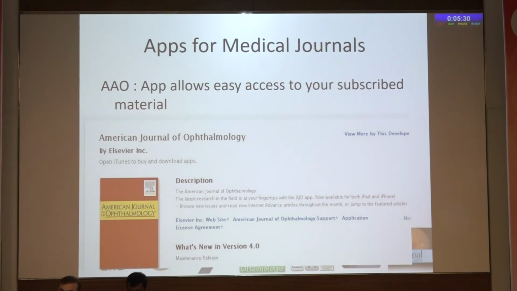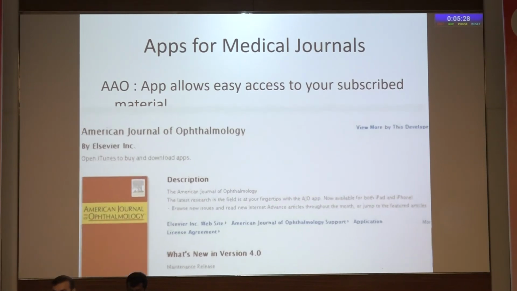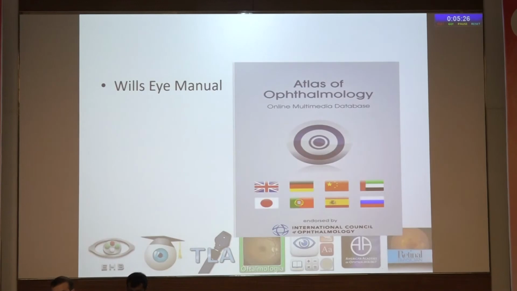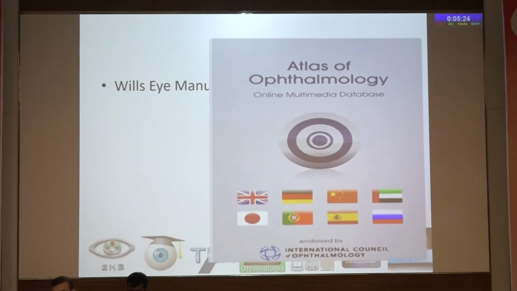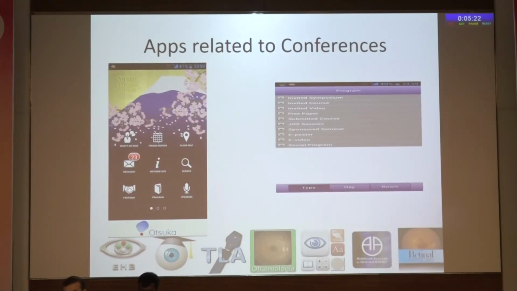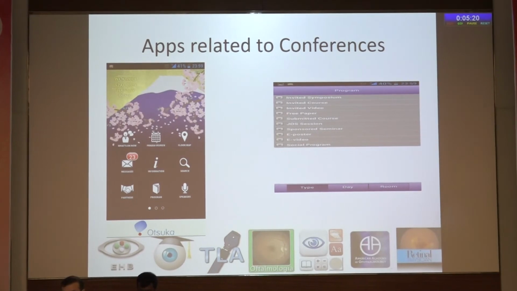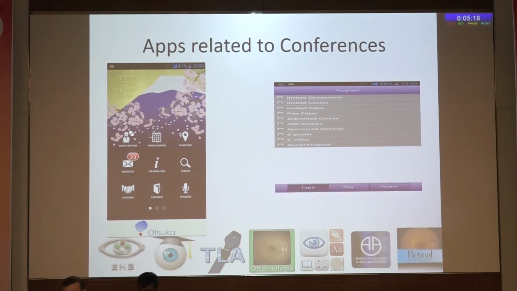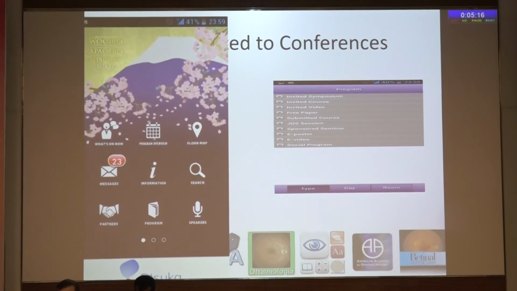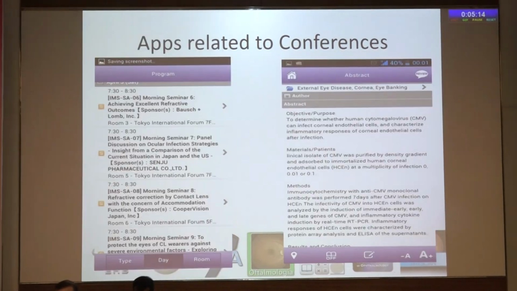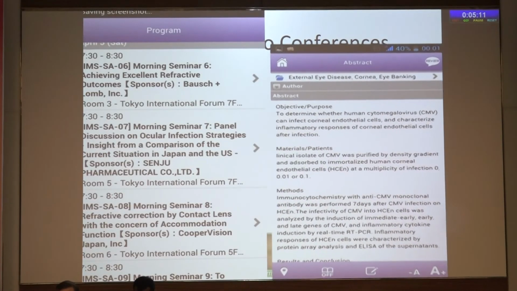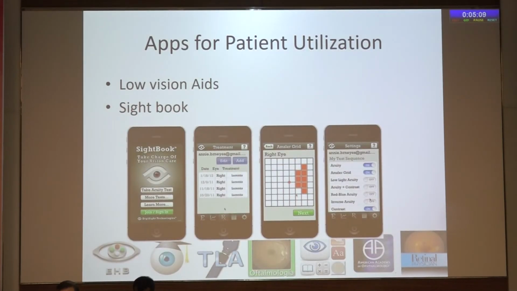Medical journals, you can have all your journals online, like the AJO, the IJO, Will's Eye Manual, Atlas of Ophthalmology. Conferences, we all are now very familiar with this. This was way back when the apps just started. So you can have your sessions online, you can just see what's going on in which hall. These are a few important apps which you can tell to your patient.